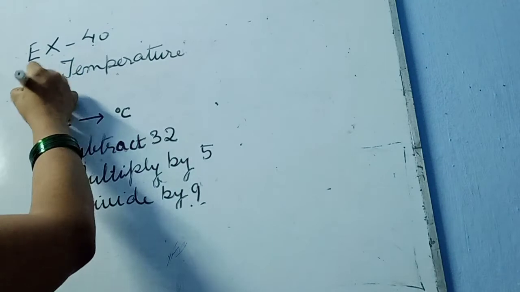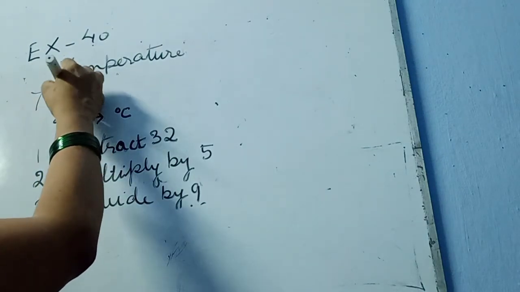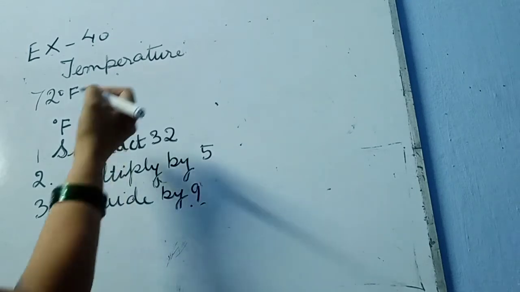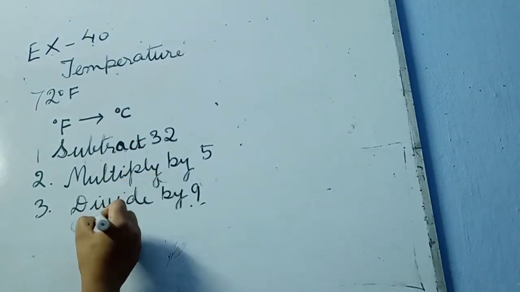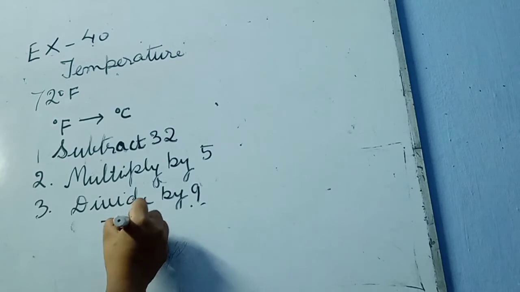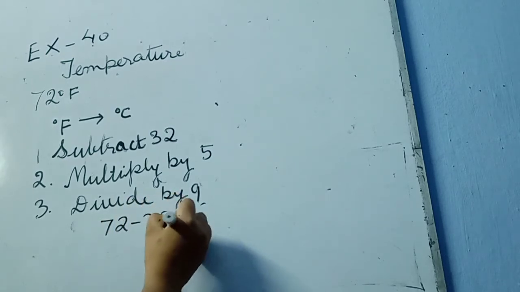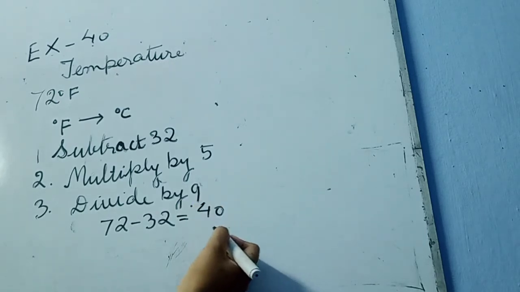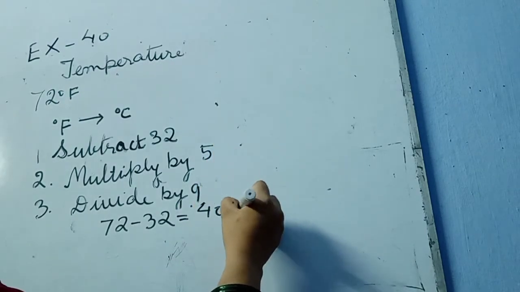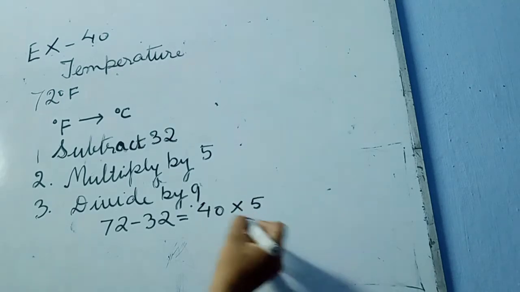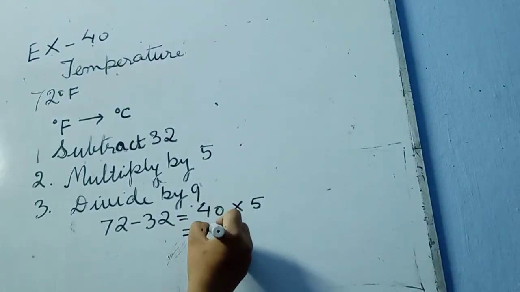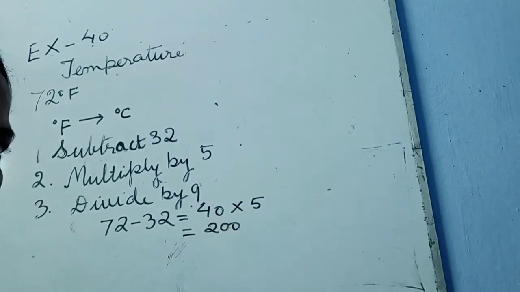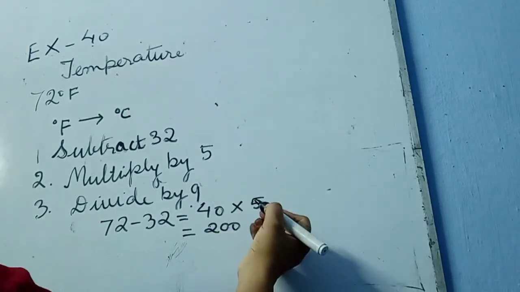Suppose we are taking 72 degree Fahrenheit. Then in this also we will subtract 32 from 72. What will we get? 40. Now multiply this 40 by 5. Multiply and see, you will get 200.